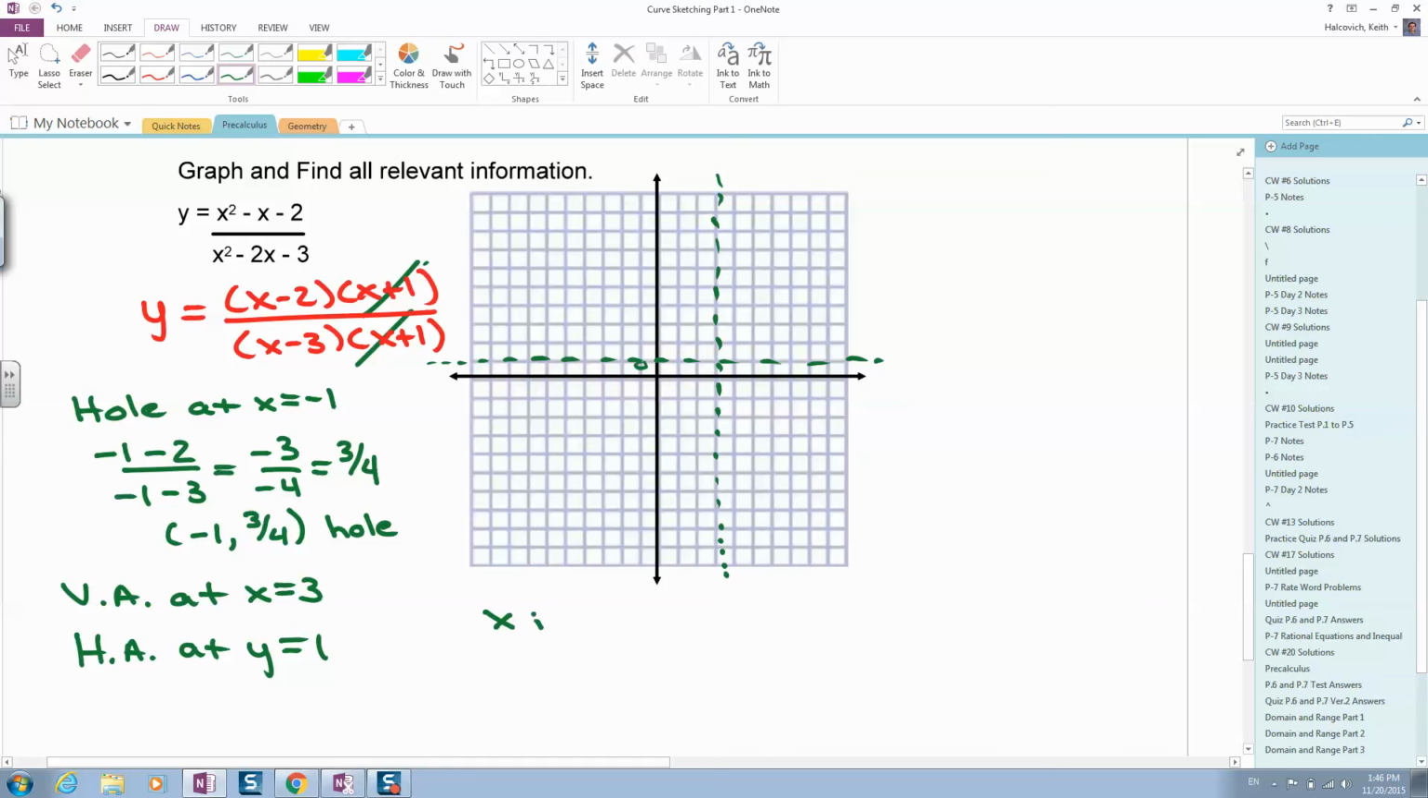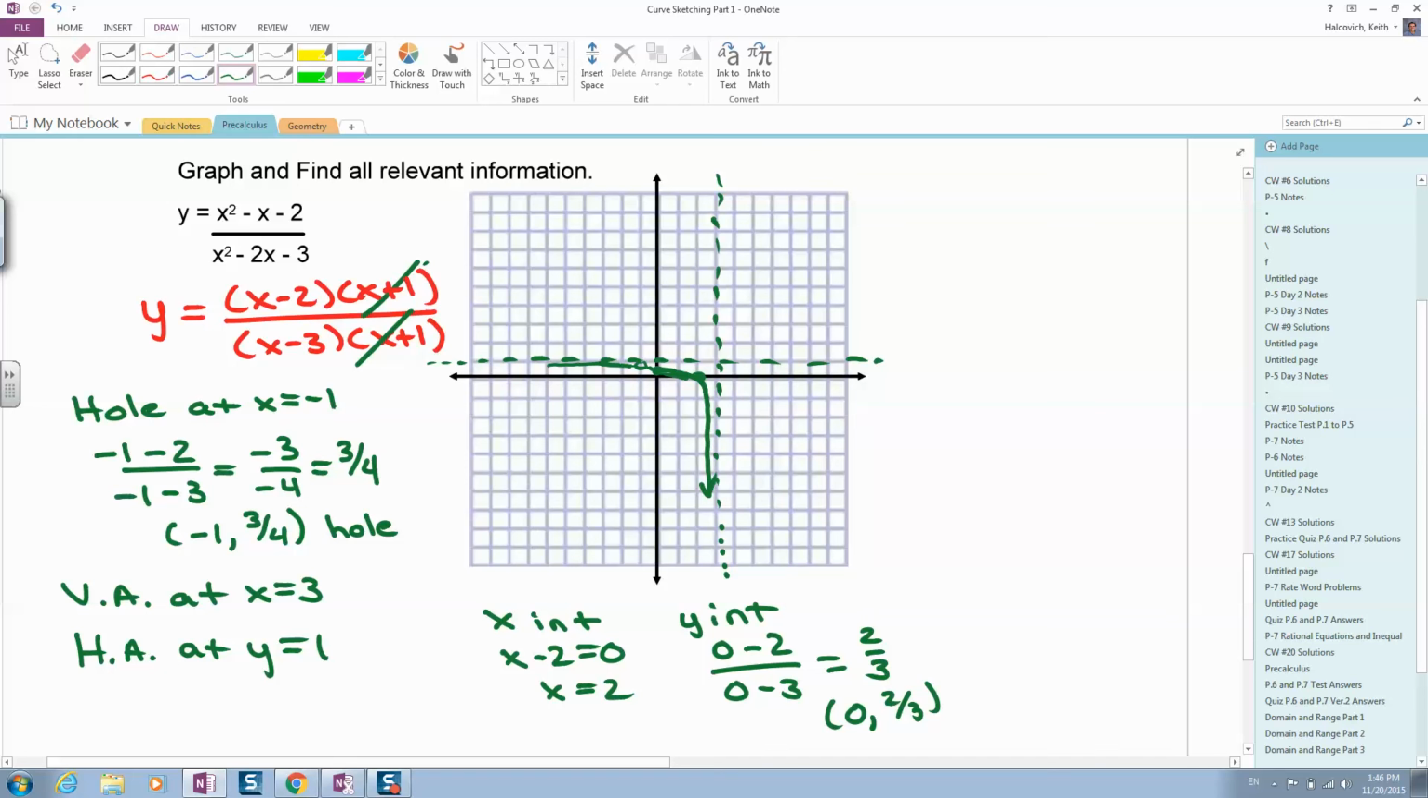Now the x-intercept, remember we set the numerator equal to 0, so x minus 2 equals 0, x equals 2, right there. The y-intercept, we put 0 in, so 0 minus 2 over 0 minus 3 gives us 2/3. And then look, so we know our graph is going to go like this, towards the asymptotes in this direction.